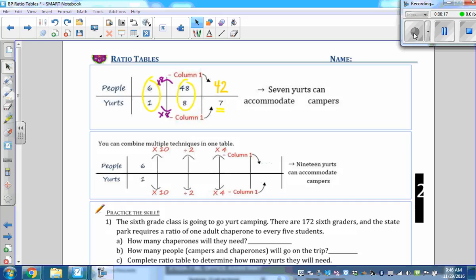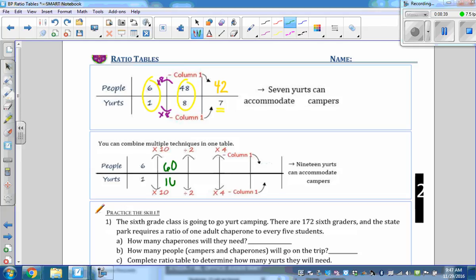So on this next problem, we're going to just practice the skills a little more and then do an actual problem where you don't have all the help. So you can combine multiple techniques in one table. We're just going to follow the directions here. 6 times 10 is 60. 1 times 10 is 10. Now divide by 2. 60 divided by 2 is 30.